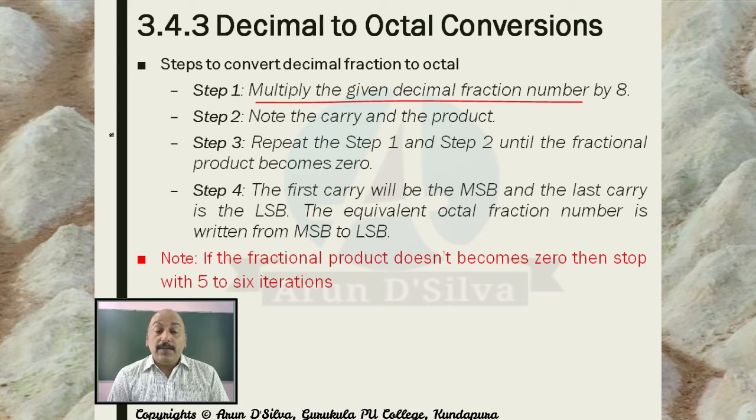See, the fractional product may not become 0. If you keep on multiplying by 8, in some cases it will not become 0. Then we can stop after 5 to 6 iterations. No need of doing more. So we can stop at 5 times; if you do that, it's more than enough. In binary, 0 does come, but normally in octal it may not. That is the reason we kept this note in front of you.